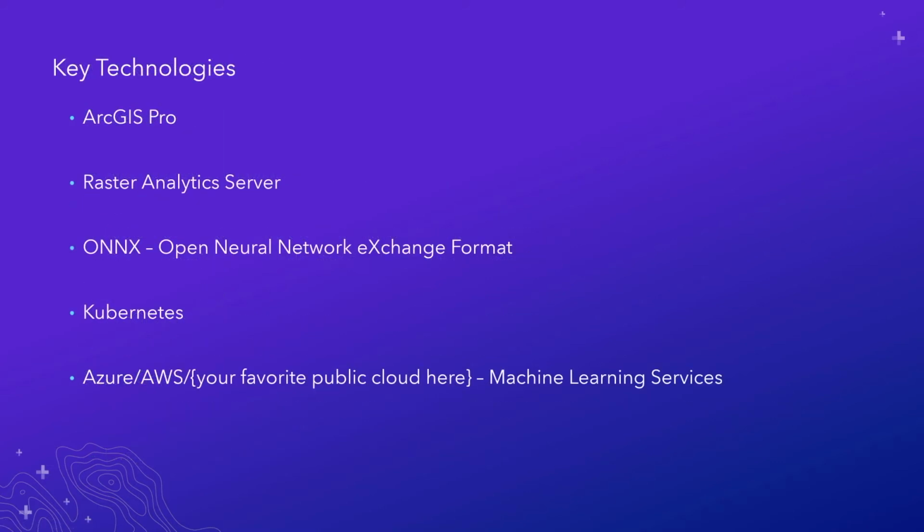So the key technologies we're going to talk about today are ArcGIS Pro, Raster Analytics Server, ONNX, the Open Neural Network Exchange format, Kubernetes, and then we're going to briefly talk about machine learning services, Azure, AWS, or insert your favorite public cloud here. We're going to focus on the Azure Machine Learning Service.